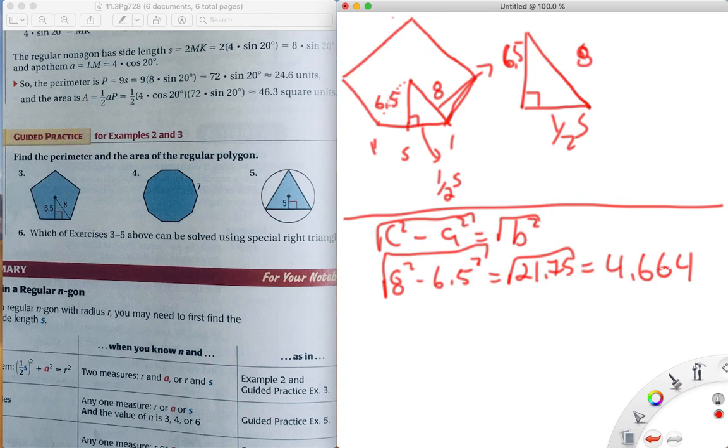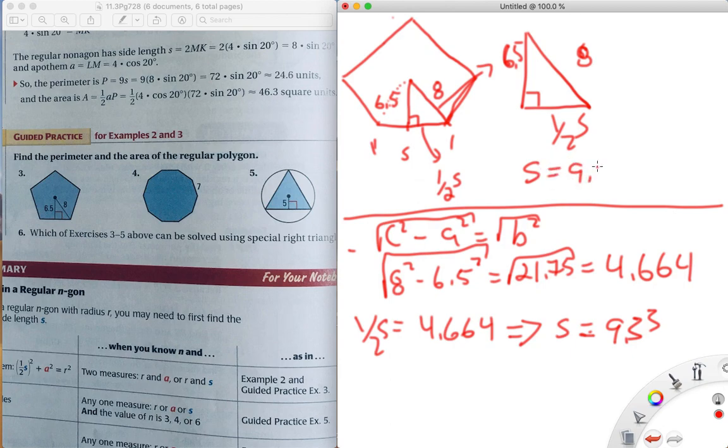After we do that, we know that that's half of the side. So half of the side equals 4.664. We just multiply it by 2 to get the whole side. Therefore, the side is equal to double that, which is 9.33. So the side is equal to 9.33.